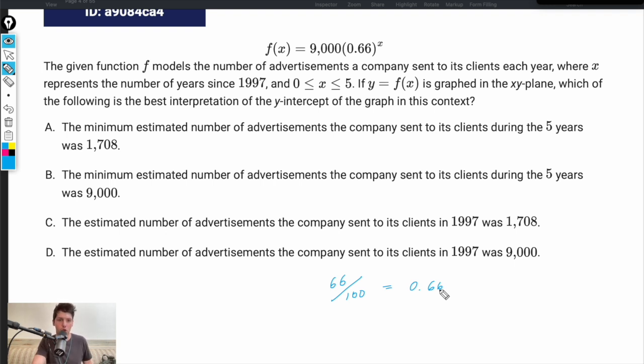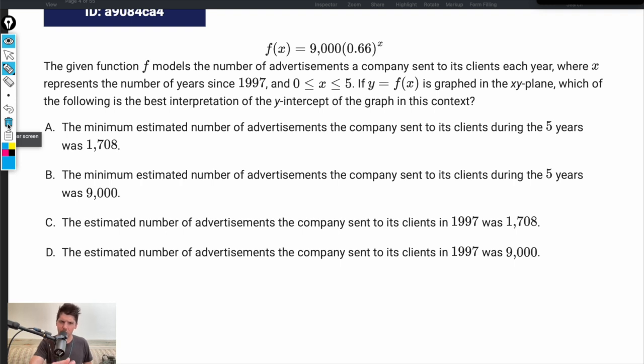Okay, so the punk rock approach, let's call it, to this question is, if somebody asks you what's the best interpretation of the y-intercept, start with saying x is 0. And after that you say, okay, well, what is x? Years. Okay, so years are 0, right? 0 years in this case after 1997. Okay, what's the value? 9,000 at that point.